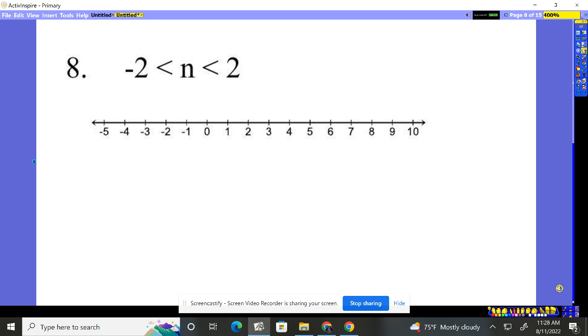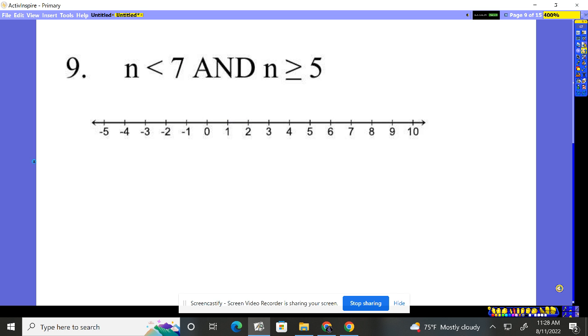Number 8, this is saying n is between -2 and 2. What numbers are between -2 and 2? Well, that's from here to there. Notice I used open circles because it did not say that it included -2 or 2. It was everybody in between. 0. 0 is true. 0 is between -2 and 2. 1. 1 is between -2 and 2. There's the graph for number 8.